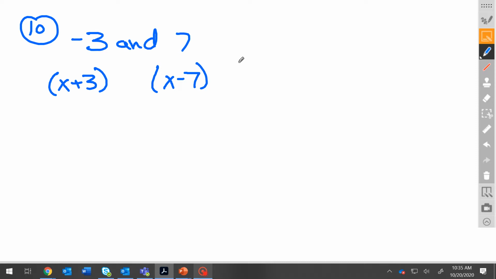Number 10, we want a similar one with negative 3 and 7. So negative 3 would mean that one of our factors is x plus 3. 7 would mean the other one is x minus 7. So I just need to multiply those together, set it equal to 0.